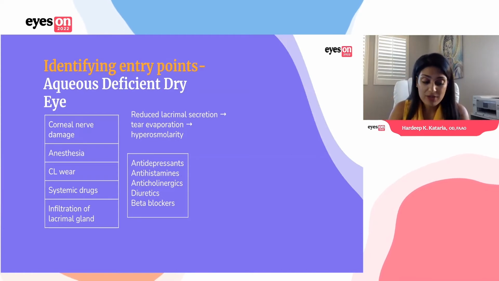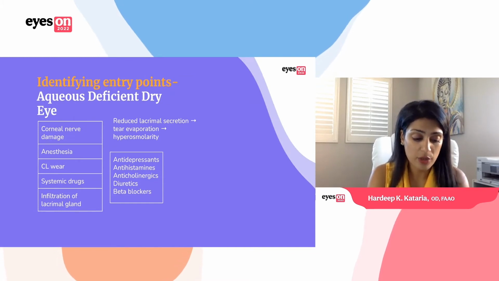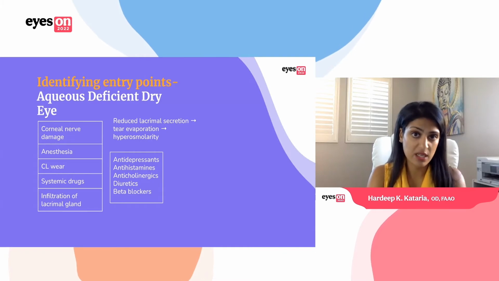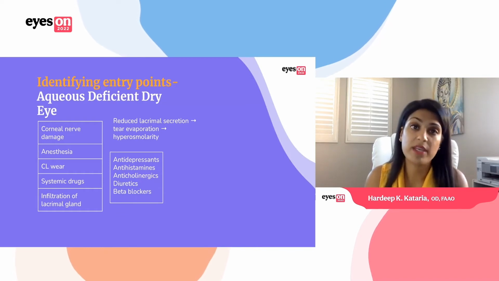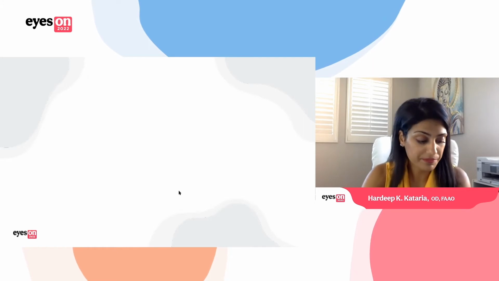And so very interestingly, there's a recent study that was published a couple months ago, and it showed that there was a larger decrease in corneal nerve density in aqueous deficient dry eye patients as opposed to evaporative. And this was thought to be due to inflammation in aqueous deficient dry eye patients. I thought it was very interesting.